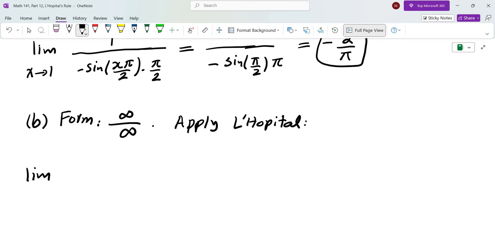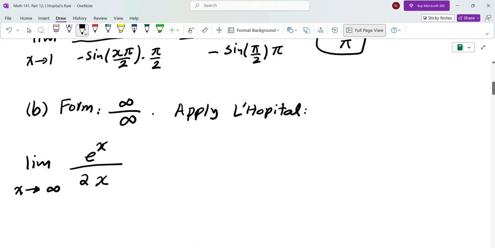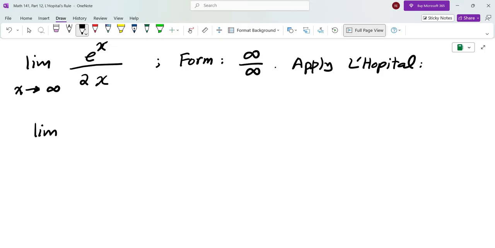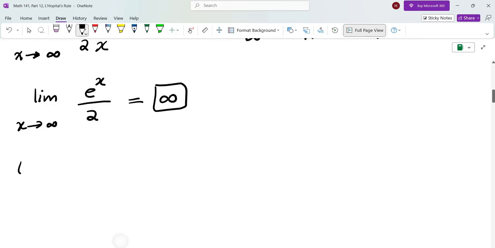So that gives us the limit as x goes to infinity, the derivative of e to the power of x is e to the power of x, and the derivative of x squared minus 1 is 2x. Now, if we look at this one, the form of this one again becomes infinity over infinity. As x approaches infinity, e to the x approaches infinity, 2x also approaches infinity. So we can apply L'Hopital's rule again. And let's see what we get. We get the limit as x approaches infinity, e to the power of x over 2. Now, when x approaches infinity, e to the power of x approaches infinity. So the answer to this one would be infinity.